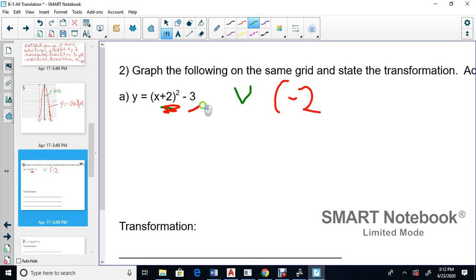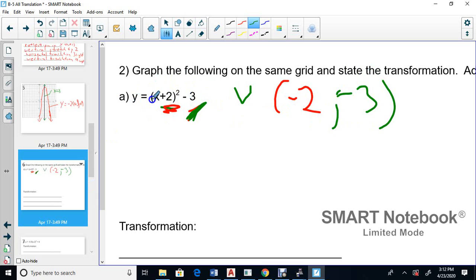Second, this sign stays the same. So let's do that again. Instead of the -3, it's still going to be -3. So the first one here, the sign changes. The second one, the sign remains the same.